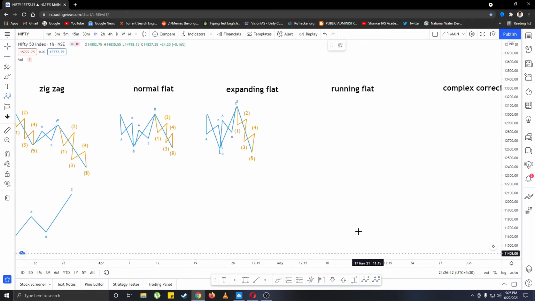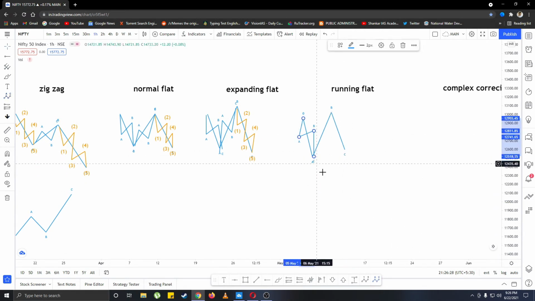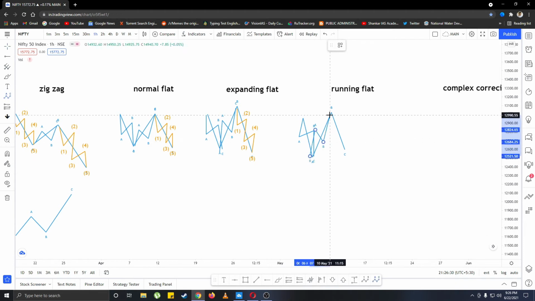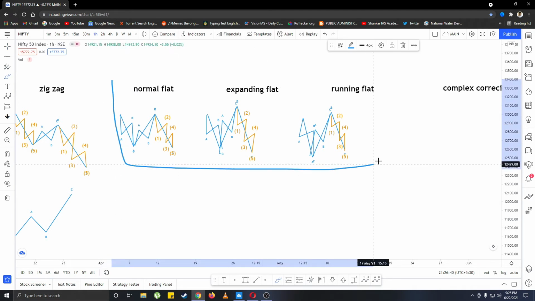Now in a running flat, we have a wave B which goes beyond the beginning of wave A, but in this case wave C ends above wave A, and the structure is similar: A, B and a C, A, B and a C, and then a 1, 2, 3, 4 and a 5. So this is a running flat correction. I think all the flat corrections are clear.